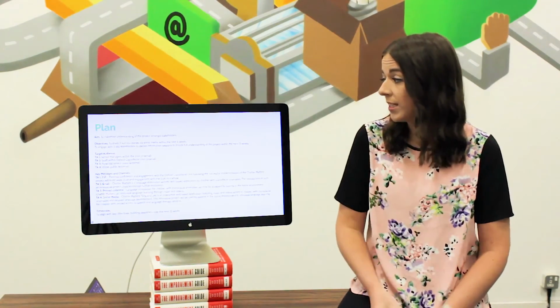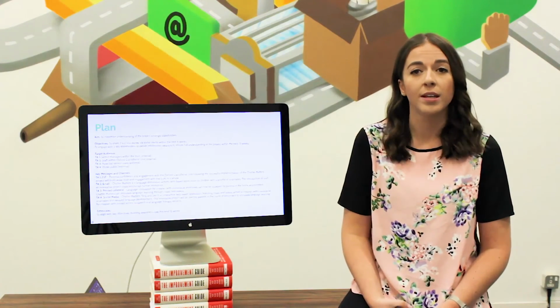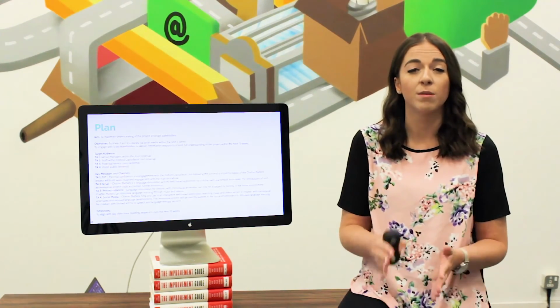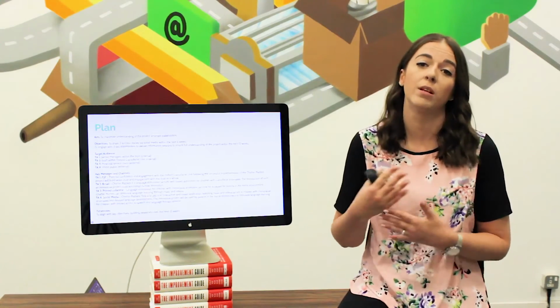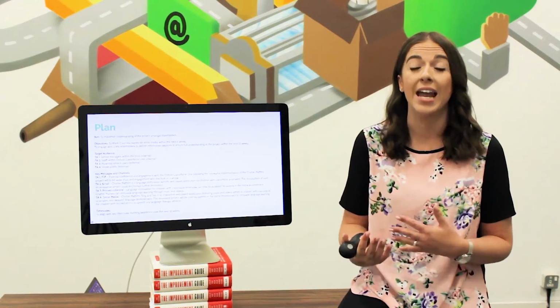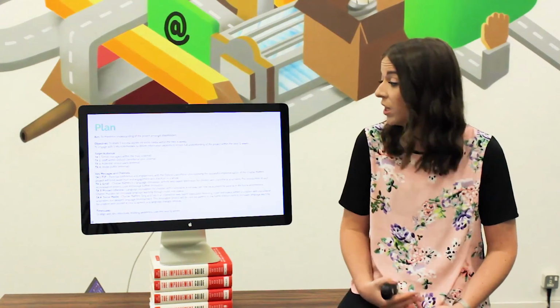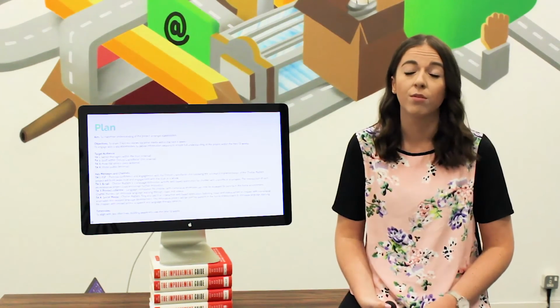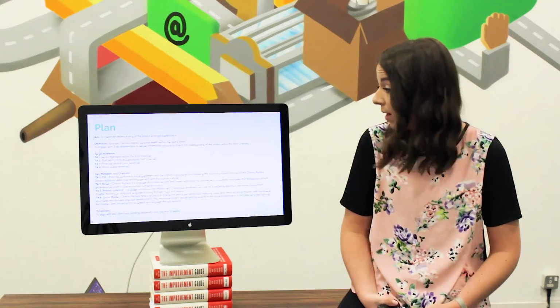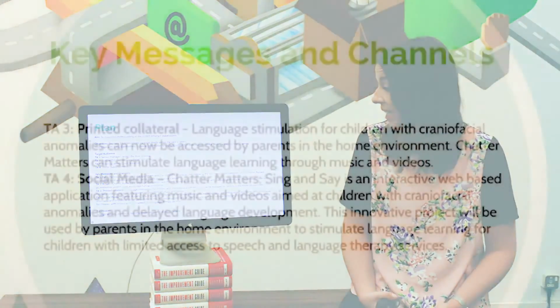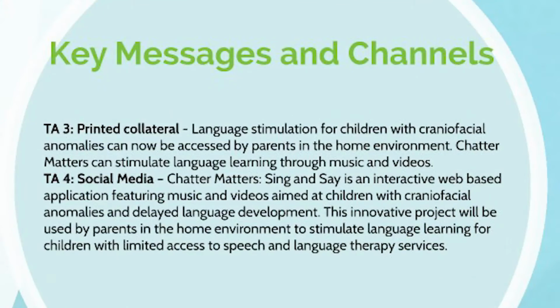The fourth target audience is the wider public. When you're communicating to this target audience, you're providing them with much less information. It's more just giving them an awareness of the work that you're doing and any benefits it can bring to them and any way they can engage with it. So social media is a great channel for this. You can provide just little tidbits of information throughout. So: Chatter Matters Sing and Say is an interactive web-based application featuring music and videos aimed at children with craniofacial anomalies.